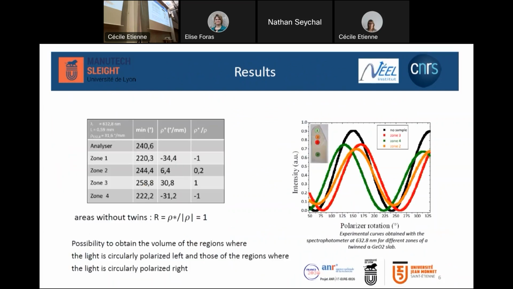We can then plot the intensity with regard to the polarizer rotation for each of the different zones determined previously, thanks to our analyzed surface observation. And we can then determine R, which corresponds to the apparent rotatory power. That means the rotatory power of each selected zone over the rotatory power rho, which is the rotatory power of a thin slab that is free of optical twins.